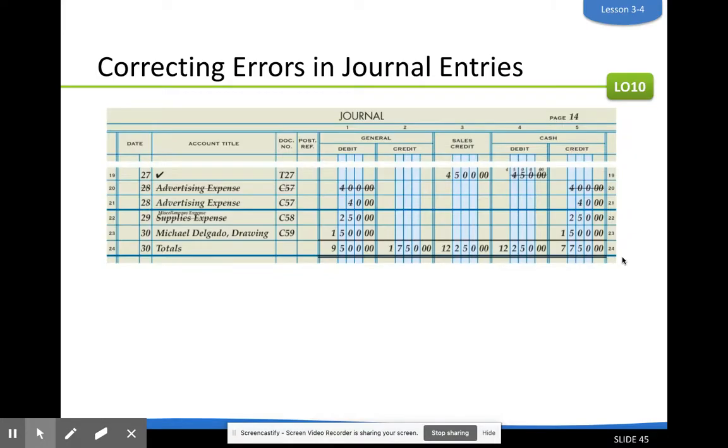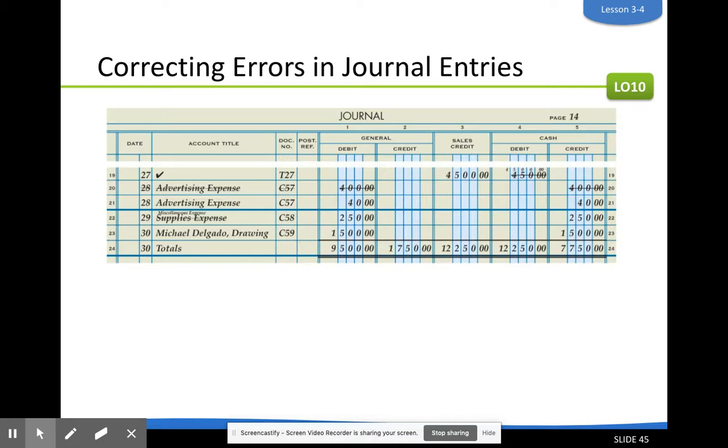The final thing that we're going to discuss is correcting errors in journal entries. We talked about 3-1, how journals are a permanent proof of documentation of our journal entries. So journals are not to be changed because that could lead to fraud. So when you make an error, there are special ways that you need to do this. You need to correct your error.